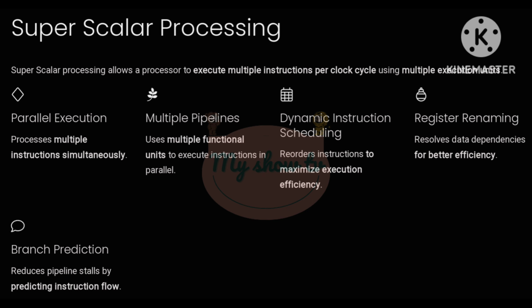Example: Intel Core i9 and AMD Ryzen 9 processors use superscalar architectures to boost multitasking and gaming performance. Significance: superscalar processing is essential in modern CPUs, as it allows for faster, more efficient execution of instructions, improving performance in areas like big data processing, AI, and high-performance computing.